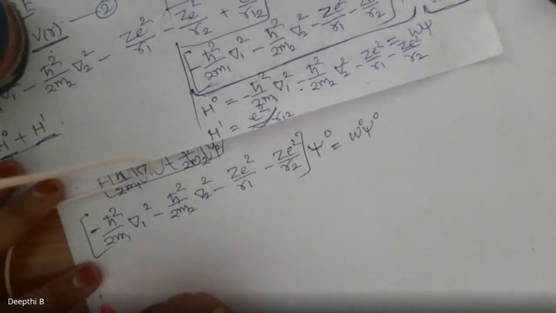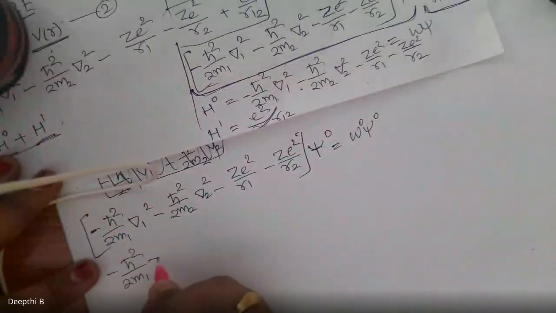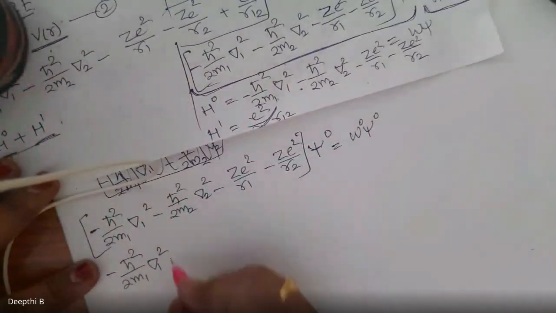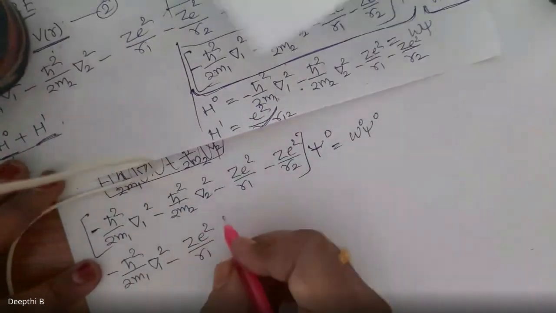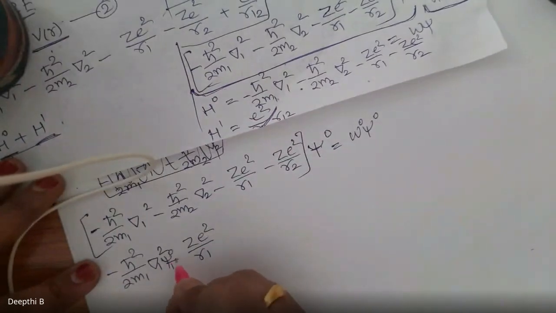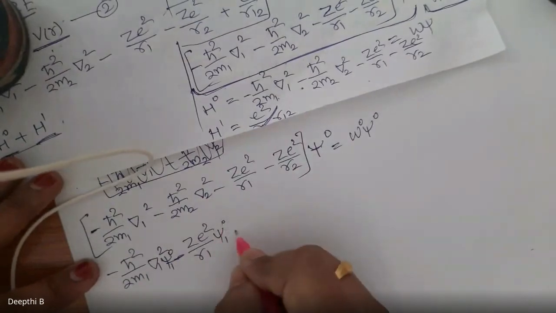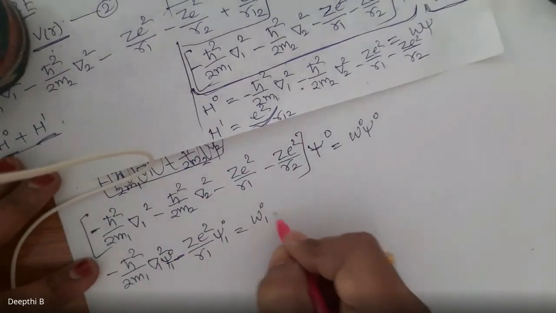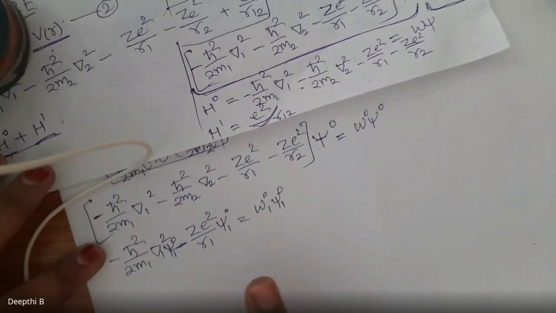So minus h cross square by 2m1 del 1 square is there, then minus Z square by r1. Here psi 1 naught also I am writing, psi 1 naught is equal to W1 naught psi 1 naught. It is the equation for electron 1.